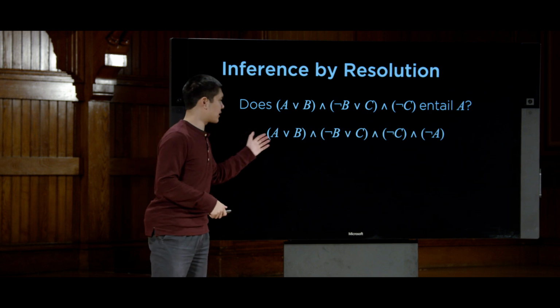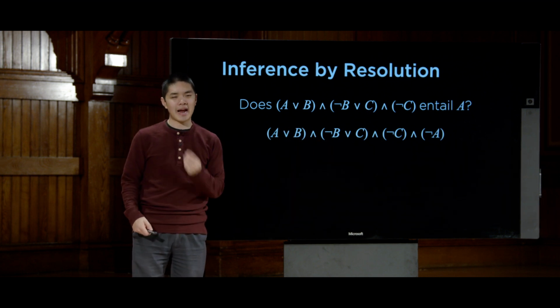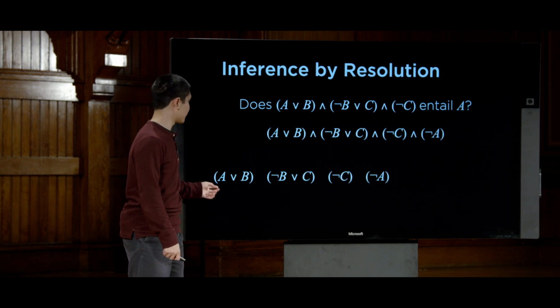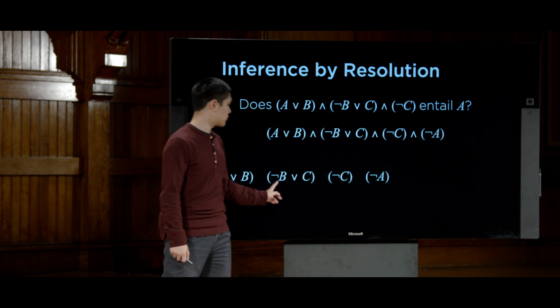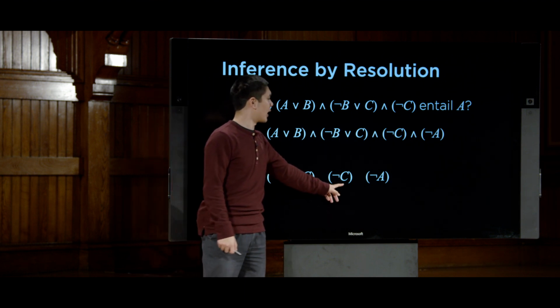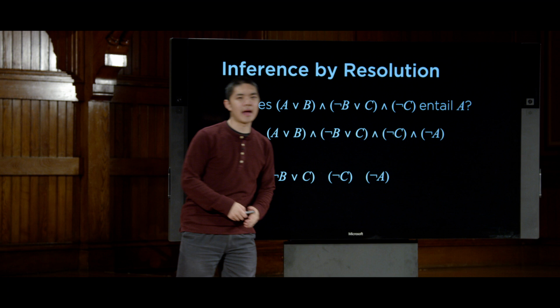And so this is now in conjunctive normal form. And I have 4 different clauses. I have A or B. I have not B or C. I have not C. And I have not A.